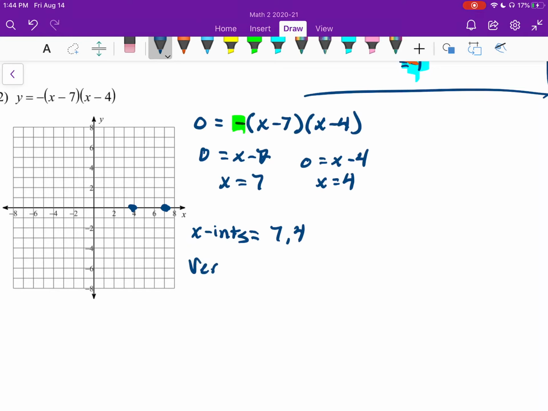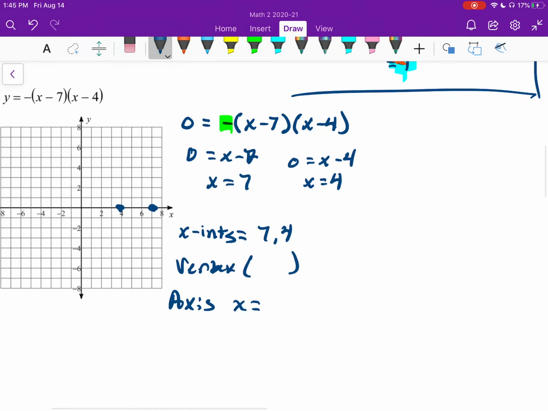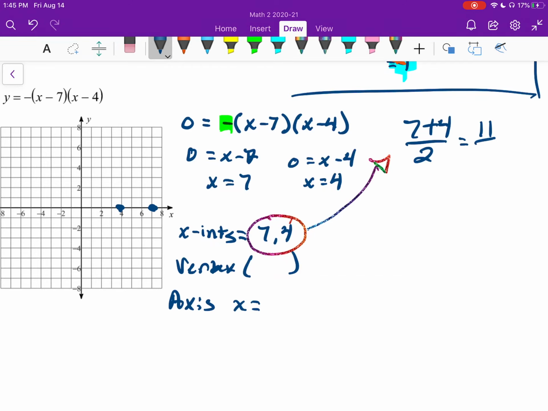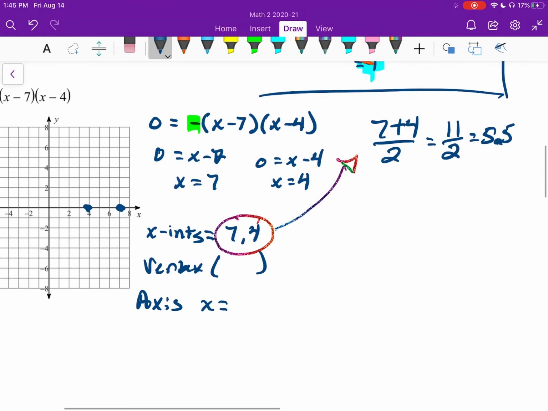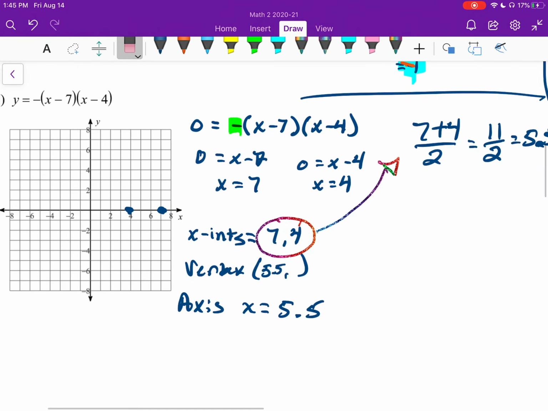Our vertex and our axis of symmetry are the next things to do. We're going to need to average the X-intercepts. So I'm going to take these two right here and average them. I'm going to say 7 plus 4 over 2, 11 over 2, which is 5.5. Or in this case, I'm just going to put 5.5. So our vertex starts off with 5.5, and our axis of symmetry is 5.5. Let me write this just a little bit better.